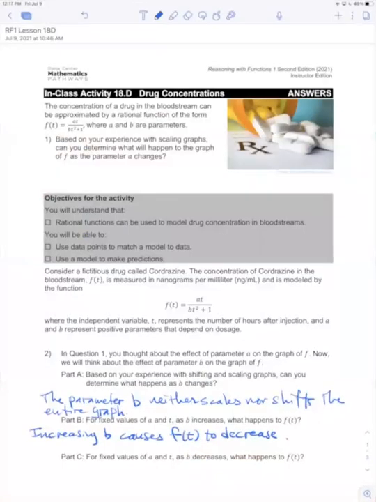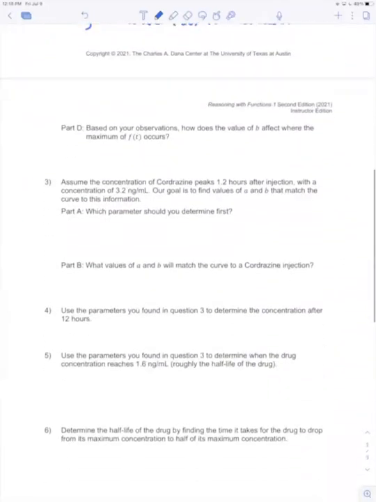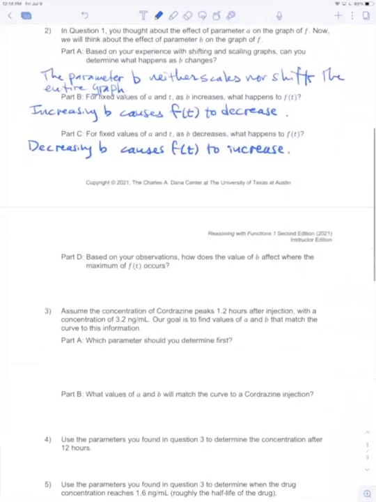So for part C, we could say by decreasing B causes f of t to, we saw it increase. There we go. I'm going to scroll up to the next part, part D. I'll leave question 2 there.